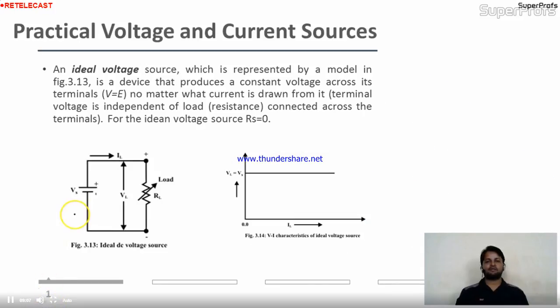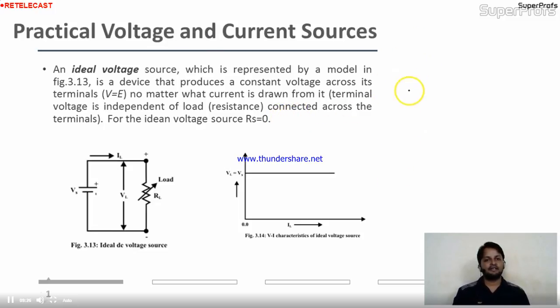Now we'll switch the topic. Now come to the very first topic, and that is practical voltage and current sources. Practical voltage source and practical current source. So before going to start the practical voltage source, we will see what is the ideal voltage source. Okay. What is the ideal voltage source?